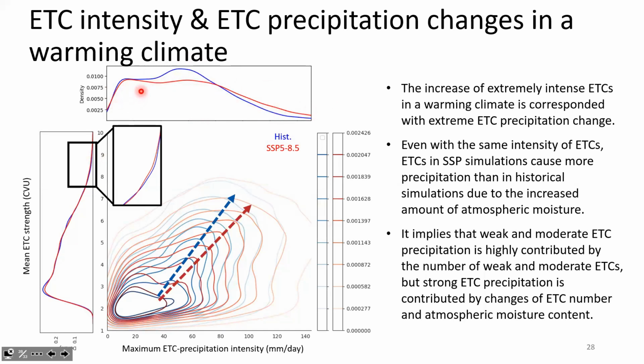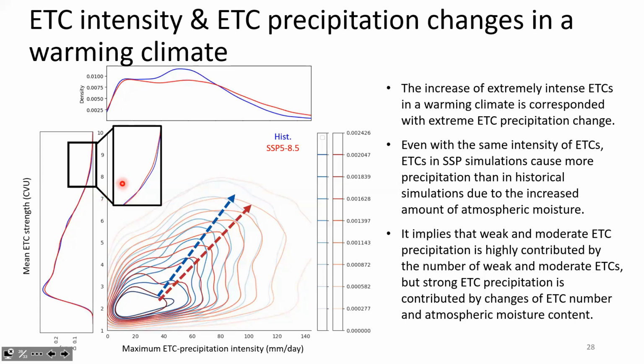So we can see the moderate cyclone precipitation is decreased in a warming climate. However, the extremely intense cyclone precipitation is projected to increase in a warming climate. And interestingly, the moderate and weak cyclone number is projected to decrease, and the extremely strong cyclone number is projected to increase in a warming climate.